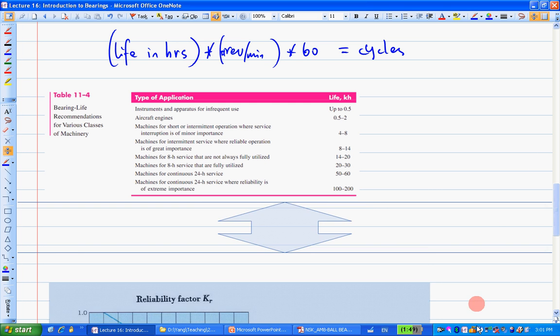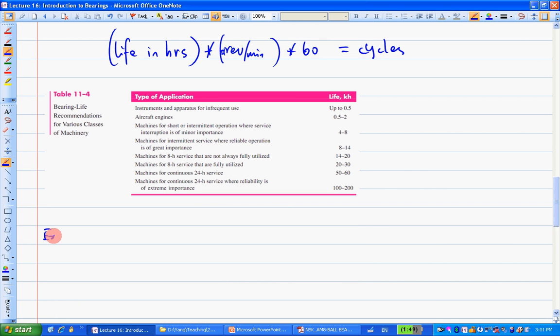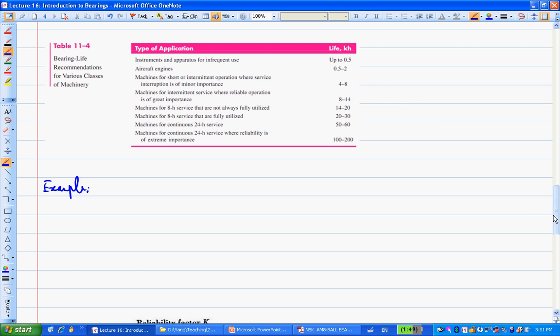So let's look at an example here. For example, let's say I have a ball bearing and the loading of the ball bearing.